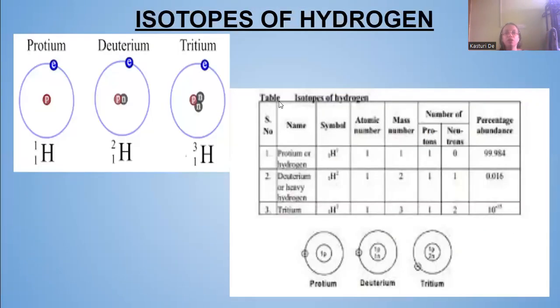So next we move on to the hydrogen diagram. See, isotopes of hydrogen. Protium has 1 electron, no neutron, 1 proton and 1 electron. Deuterium is 1 electron, 1 proton, 1 neutron. That makes the mass number 1 plus 1, that's 2. Tritium has 1 electron, 1 proton, and 2 neutrons. That makes 1 plus 1 plus 1, that is mass number 3. So this is the table which is showing the atomic number, mass number, proton and neutron number, and percentage of abundance, how much it is abundant: protium how much, deuterium how much, and tritium.